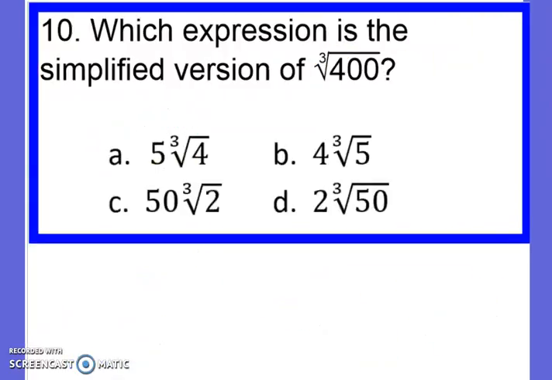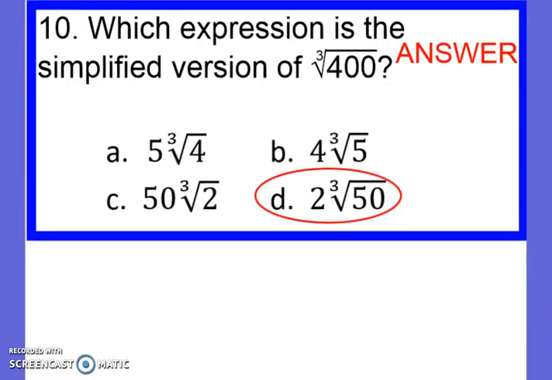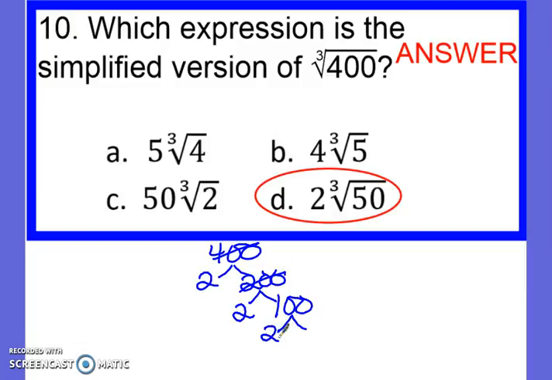Last one. And here's your answer. So let's go ahead and do 400. 400 is even, so we take out 2. 400 divided by 2 is 200. It's even, so we take out a 2. 200 divided by 2 is 100. Still even, so 2. Half of 100 is 50. Half of 50 is 25. And then 25, once again, is 5 and 5.